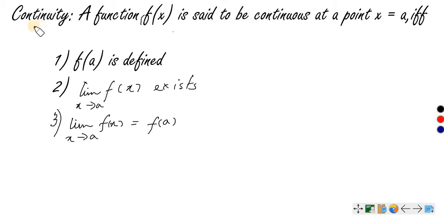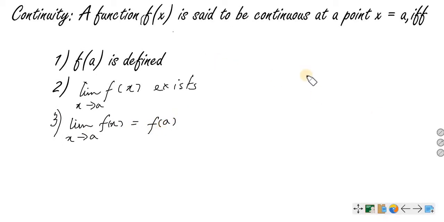After having some basic idea of limits, let us try to understand continuity. A function is said to be continuous at a point x equals a if and only if our function f of a is defined at that point. The second condition is that the limit of the function f of x as x tends to a must exist. And the third one is that the limit of the function as x tends to a must be equal to the value of the function for x equals a.